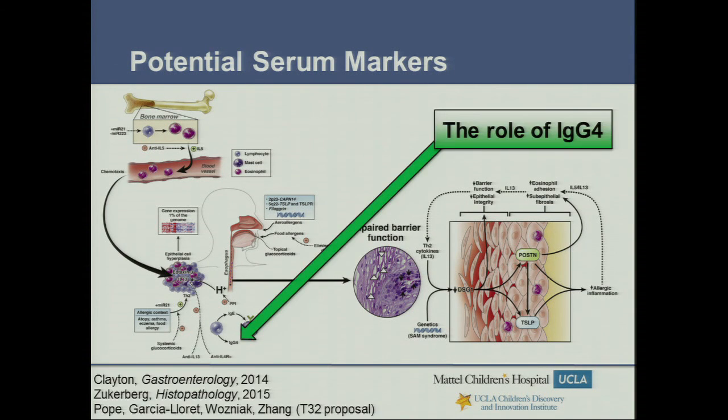And here's where I want to just direct your attention to the newly recognized role of IgG4 in EoE. This is something that's been studied by two groups. I've cited the Clayton and Zuckerberg paper. And this is also going to be the focus of one of our first-year fellows, Dr. Amanda Pope's research as she goes on the next couple of years. And she's just submitted an excellent T32 proposal in this area.